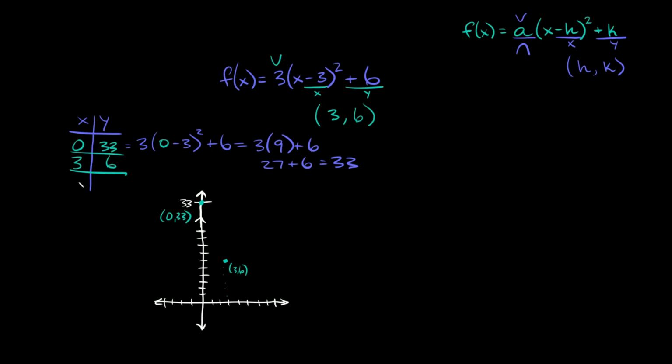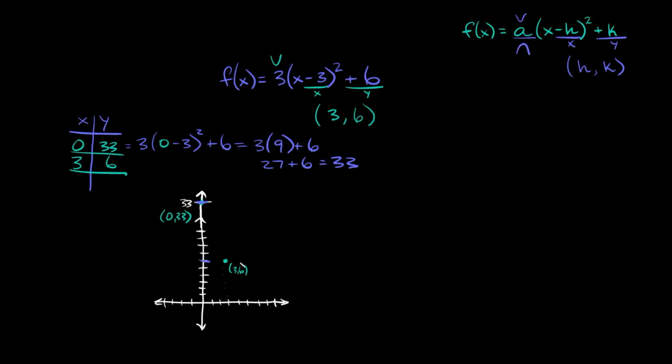Now, you might have noticed I didn't plug in a third point right here, and that's because you can basically just use your graph to find the other point. So to get from the vertex to this point, we have to go over 3 and then up 27 spots, right? Because this is 6 and this is 33, so we're going from 6 to 33, so that's 27 spots.